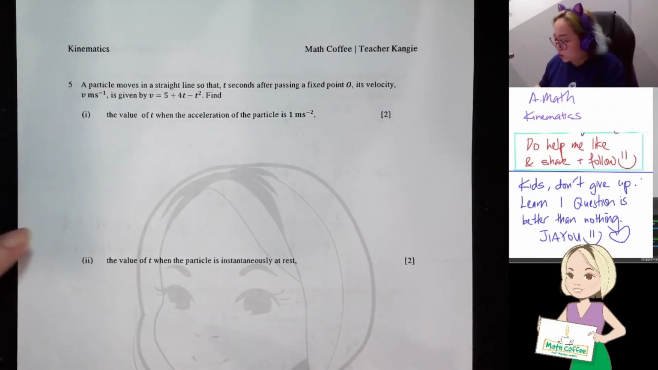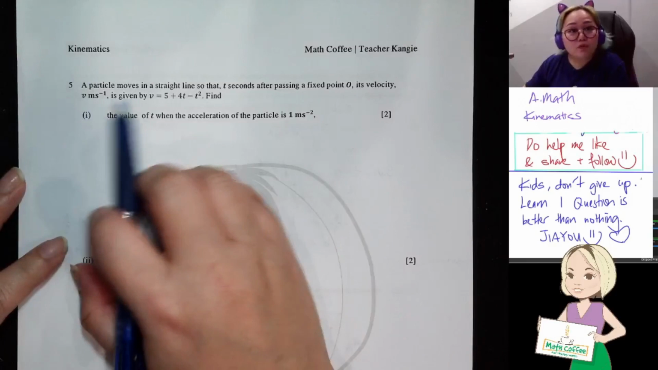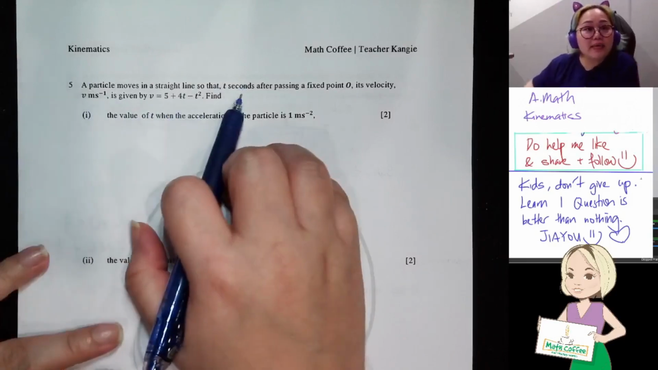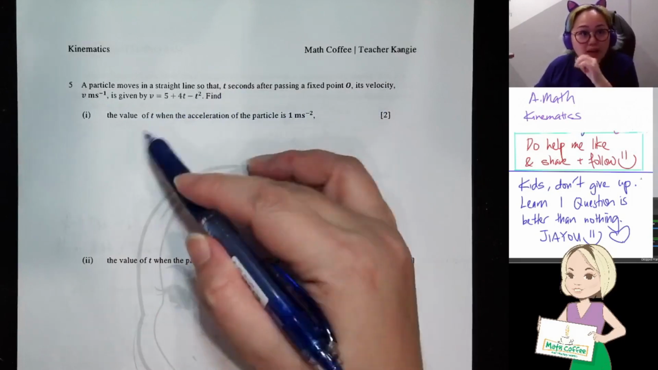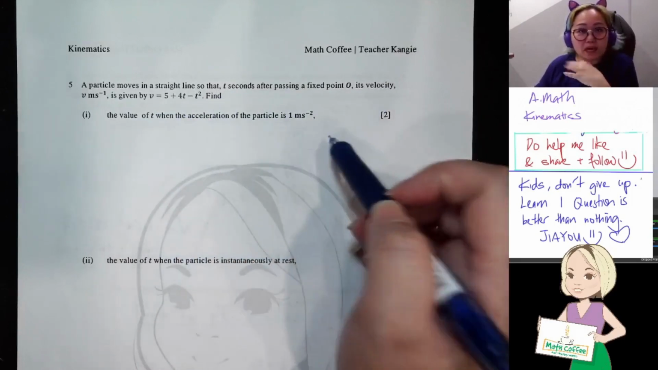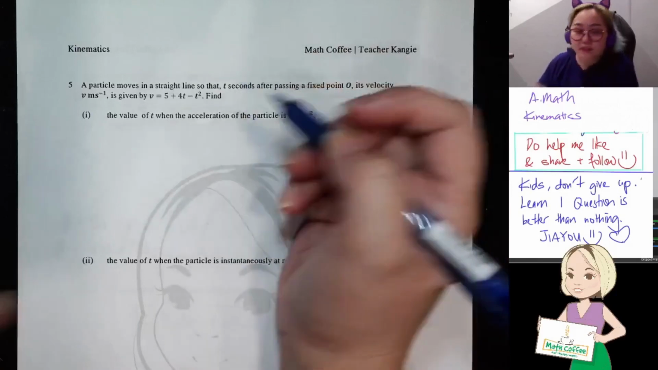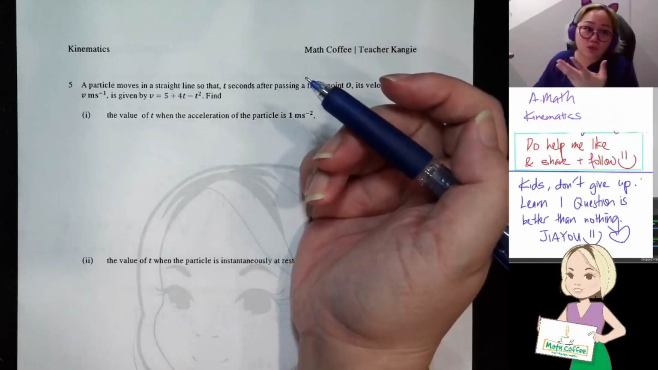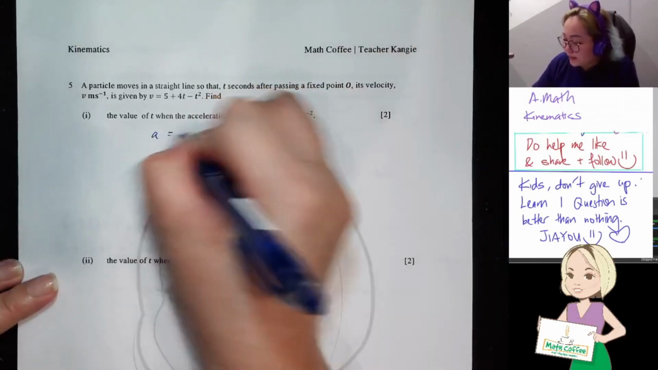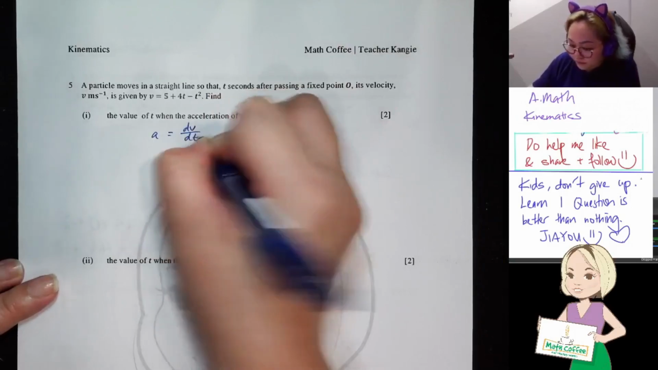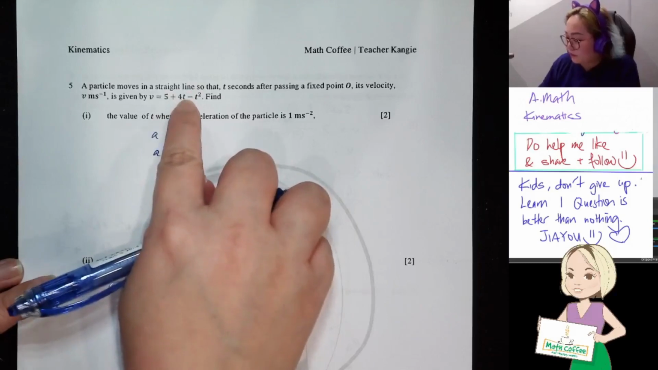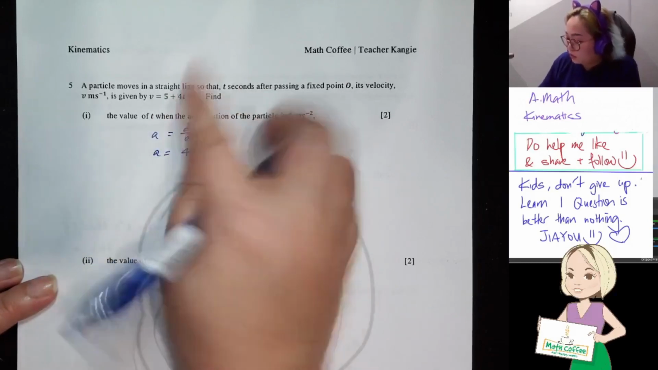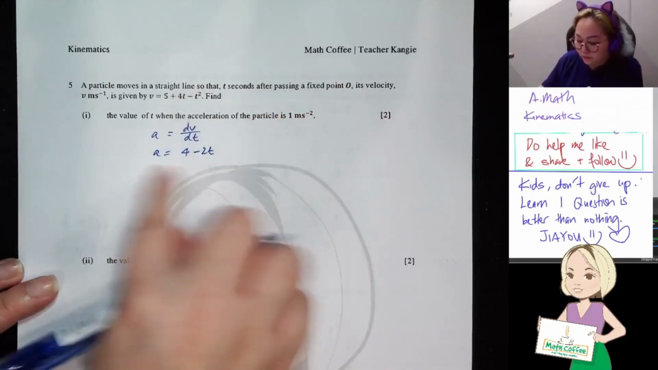Okay, let's continue. So a particle moves in a straight line so that t seconds after passing a fixed point O, its velocity is given. Find the value of t when acceleration is 1. This one easy already. So first, let's find our acceleration. Just need to differentiate. So a equals dv/dt. Differentiate 5 disappears. Differentiate 4t is just 4. Bring down, so this is just minus 2t.